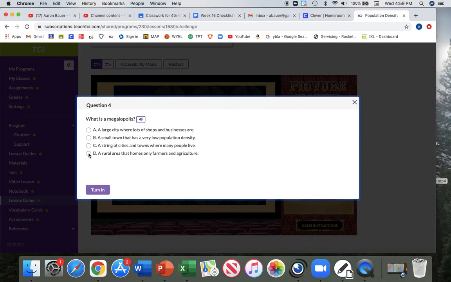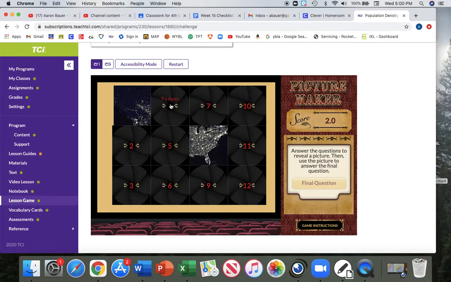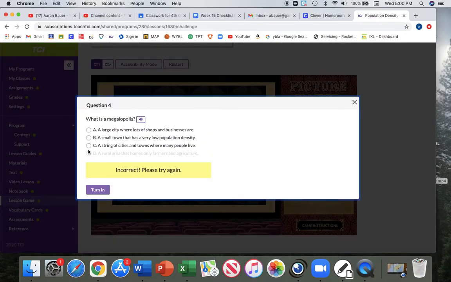So let's just say I did this one wrong. Oh, incorrect. Please try again. All right, so I'm going to try it again. Close that one. Try again, okay? They already showed me which one I did not do right. So you could guess and guess and guess, but when you get it right now, what is a megalopolis? A large city where lots of shops and business are. A small town, a string of cities. There it is. I got it correct.